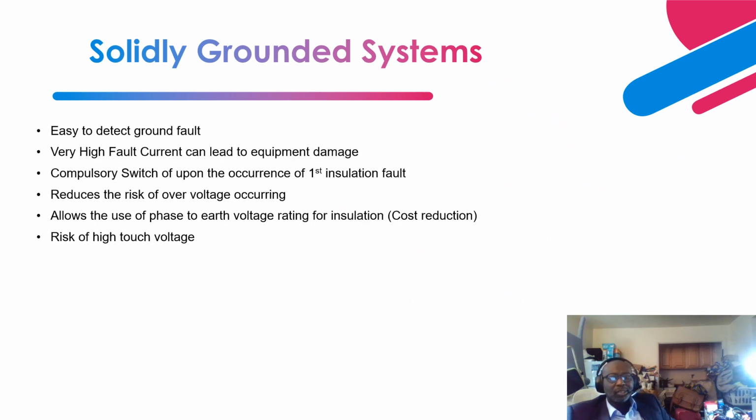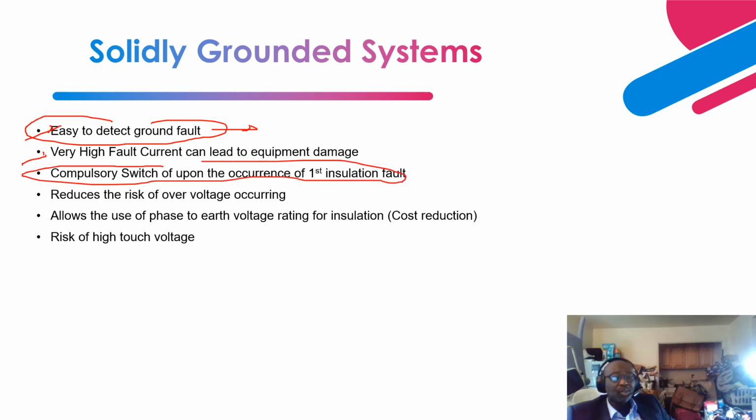Now let's continue with the solid grounded system. Because there's no impedance in that part, it's very easy to detect the ground fault current, because the ground fault current is so high. And because the ground fault current is so high, it can lead to equipment damage. It also requires compulsory switching of a breaker to isolate the equipment upon the occurrence of the first insulation fault, and it reduces the risk of overvoltage occurring.